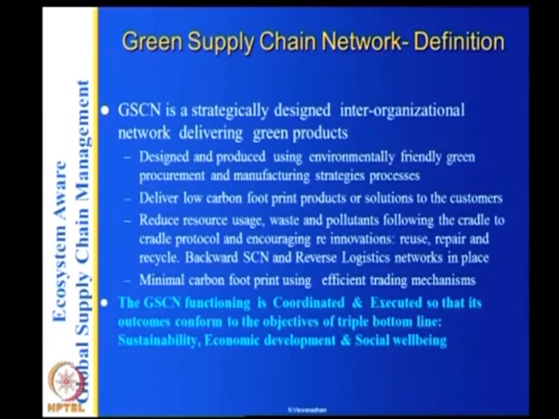See, the green supply chain functioning is coordinated and executed so that its outcomes conform to the objectives of the triple bottom line: sustainability, economic development, and social well-being. So basically, your objectives of the global supply chain are the same. It is the triple bottom line, sustainability. You want to produce products, and you want to save the future for future generations and all that. But the important thing is you follow 2 points. First one is the cradle to cradle protocol in your design, manufacturing, distribution, etc. and also in the reverse logistics. The second one is the trading. So you can use both.